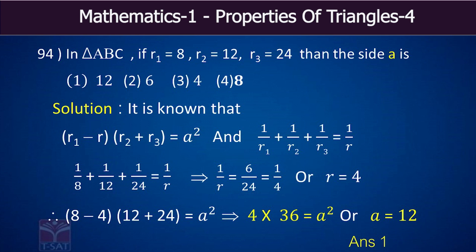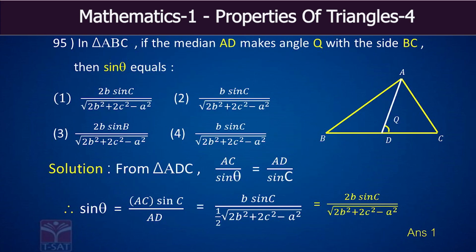So now using this in the above formula, (8 minus 4)(12 minus 4)(24 minus 4) is equal to a square, or a square is equal to 144. So a is equal to 12. So option number 1.